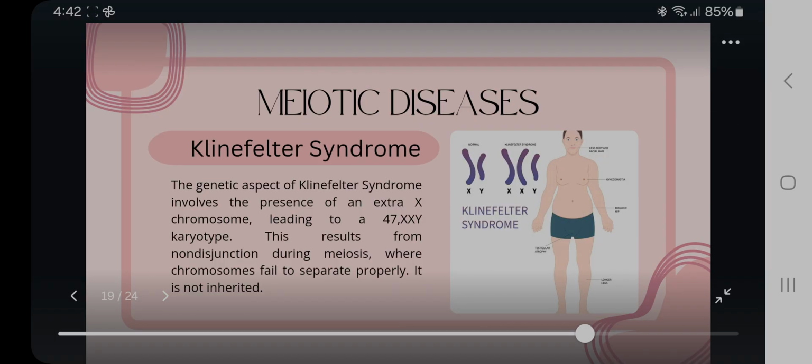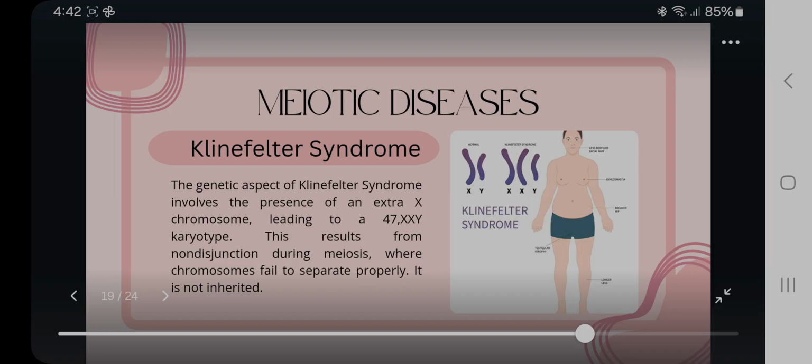So like mitosis, we're going to talk about some meiotic diseases, namely Klinefelter syndrome, which is where there's an extra X chromosome in a male, leading to a 47,XXY karyotype. And this results from nondisjunction during meiosis, where the chromosomes fail to separate properly.